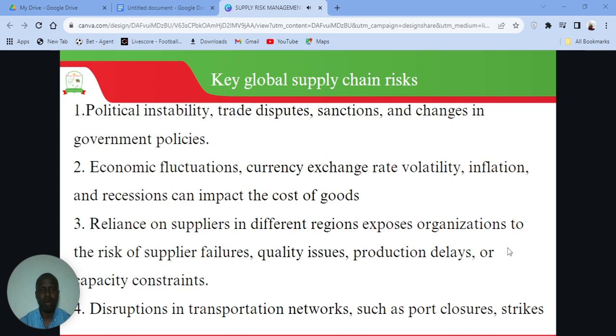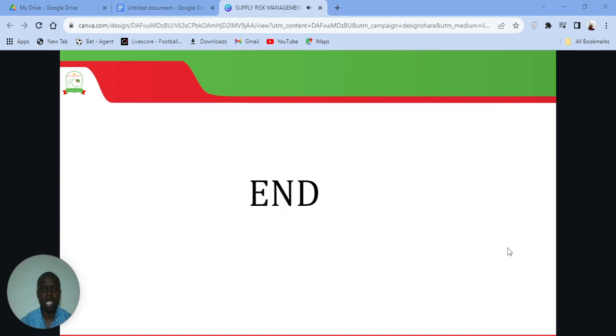So these global supply chain risks are not exhaustive. I invite you also to carry out research more on these risks, be able to identify more, and see also how we can be able to solve those risks or mitigate those risks. So that will bring us to the end of that particular session. I also invite you to do more research on the areas discussed. I believe that it has been an eye-opener listening to this particular discussion.